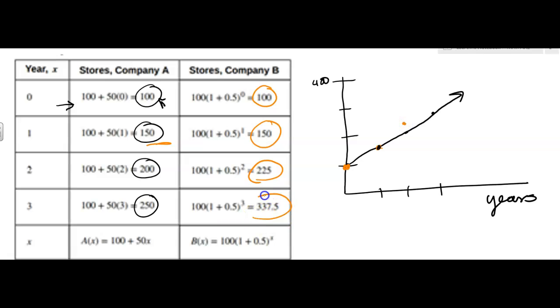And then what's happening here at 3 years? Well, it's up to 337.5. So it's going to be up around there someplace. And so now we have this type of curve for an exponential function. Something like that. It's got a little change here.